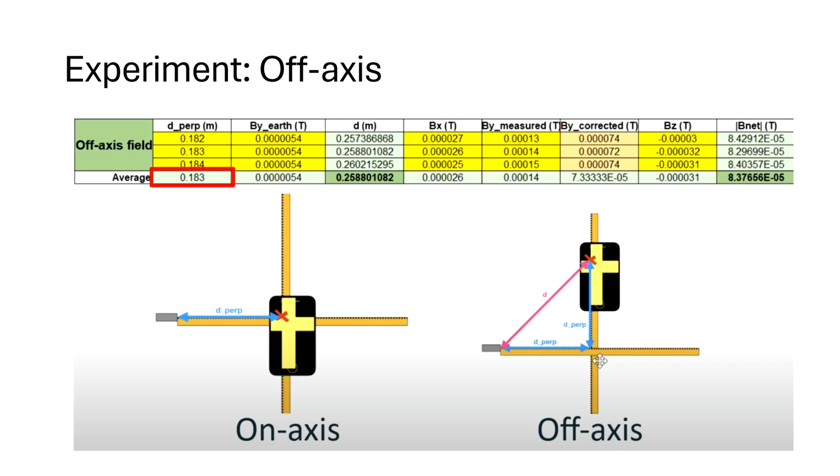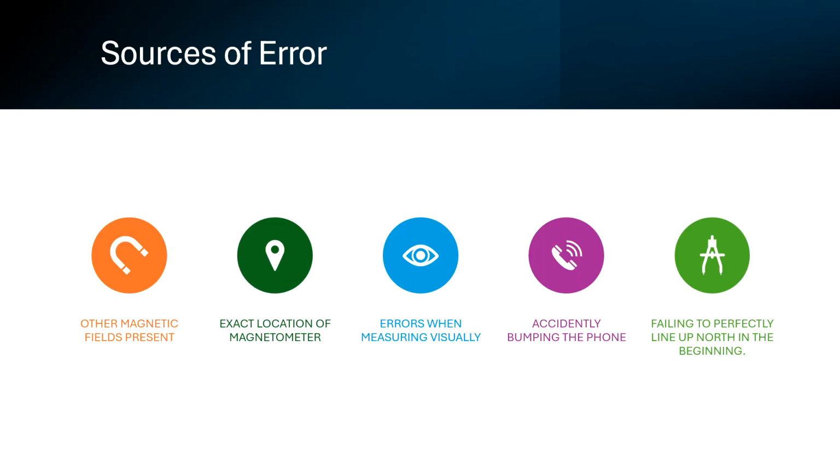On this slide, we have the results from the on-axis and off-axis measurements. So we have the perpendicular and by Earth. The Earth stays the same simply because we aren't changing the location of the phone or the Earth, obviously. And the perpendicular changes because the magnet is being placed in different locations.